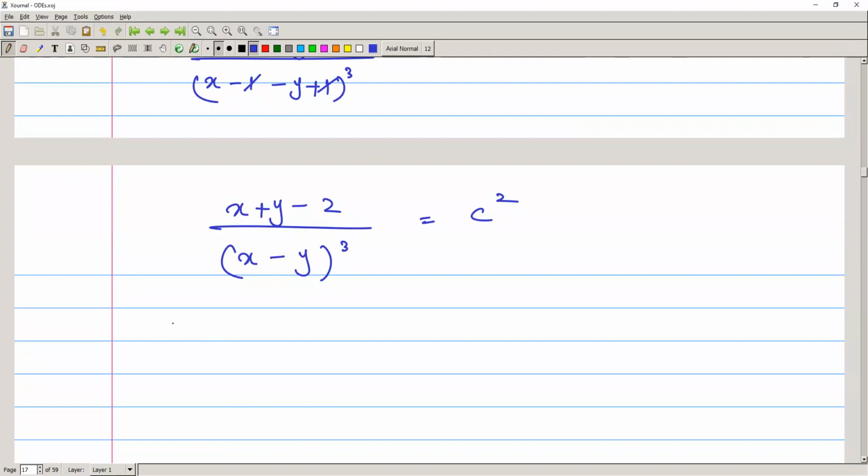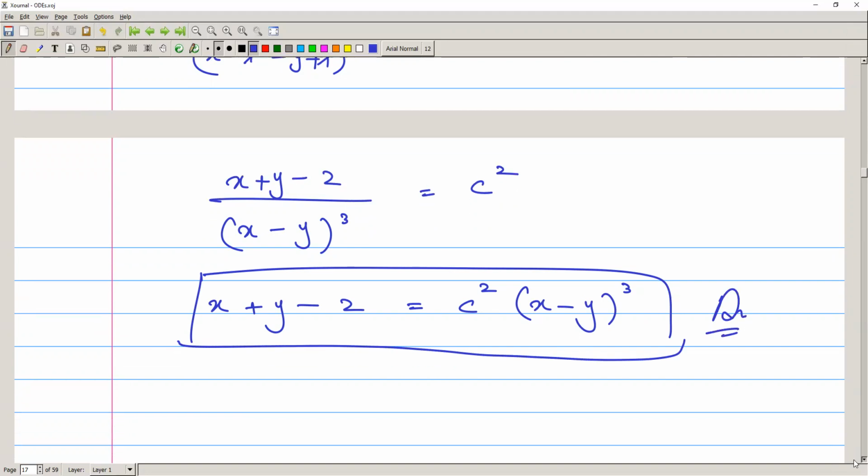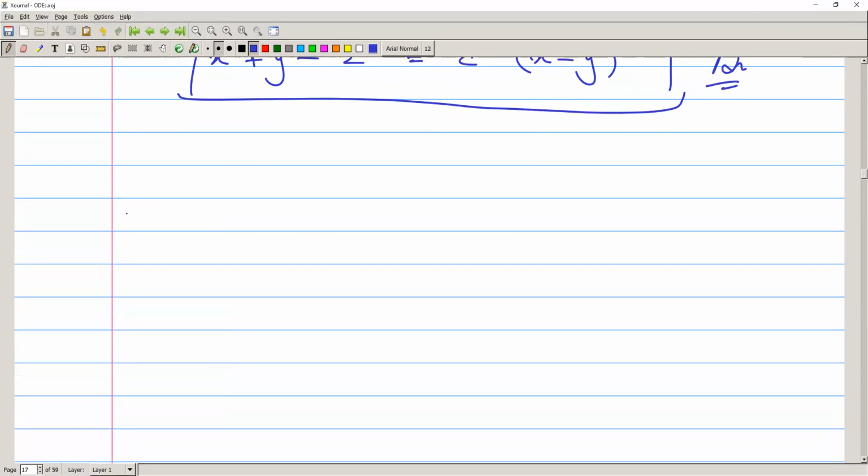So now finally the answer will be x plus y minus 2 is equals to c squared times (x minus y) whole cube. So we can leave it here as the final answer, or if you want to simplify, you can simplify the problem, right?